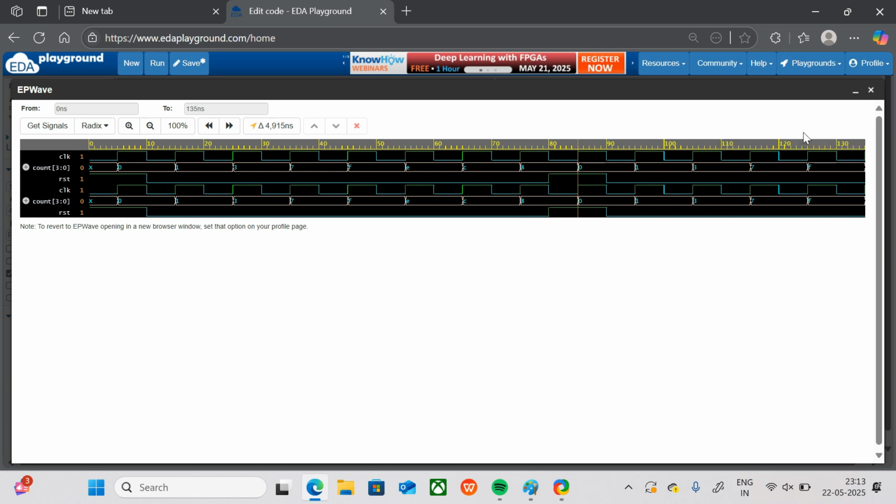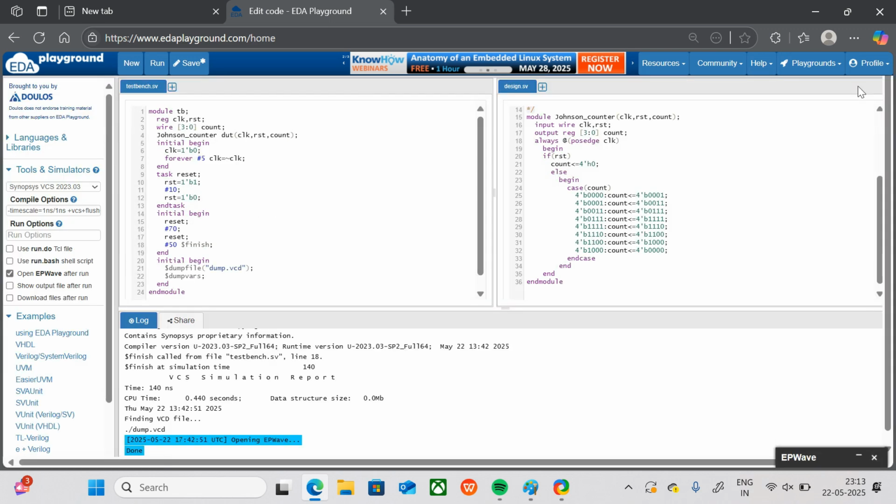Okay. Now here you can see your reset is high. So here you have made your reset high. At the next positive edge of the clock, it rolls over to 0. And then again it will start incrementing after reset is low. So this is how you can check your waveform. Okay. So I hope it is clear to you.